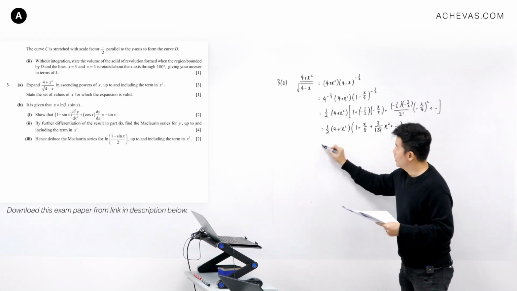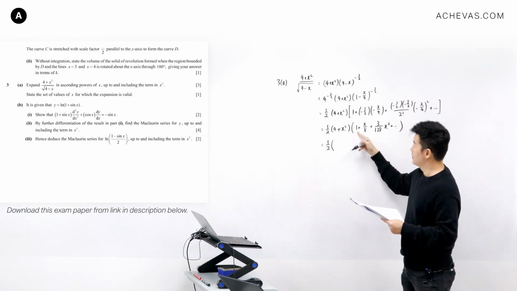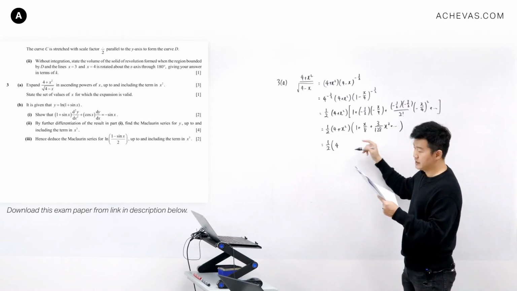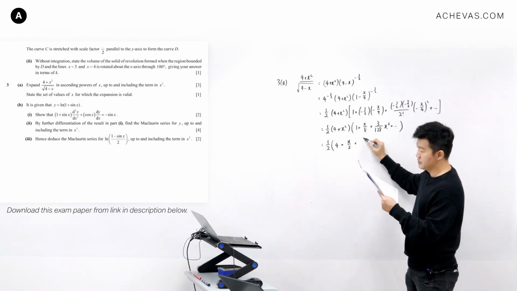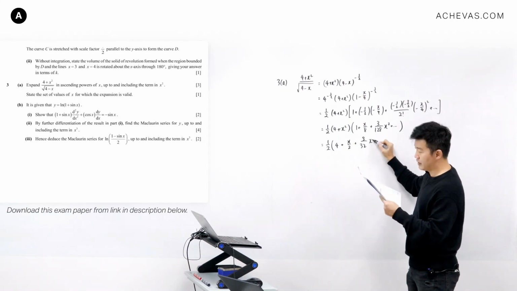And let's do another round of expansion. 4 times 1 is 4. This times this gives me x over 2. Then this times this gives me 3 over 32 x squared.